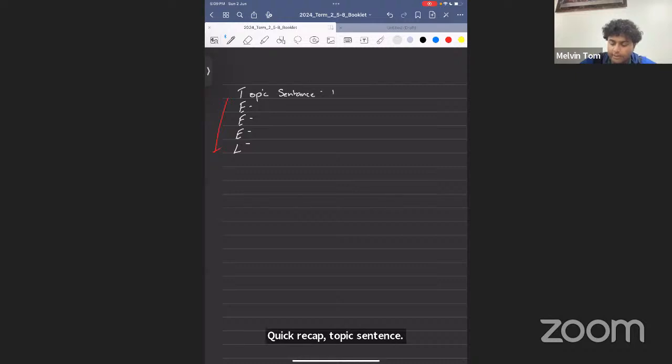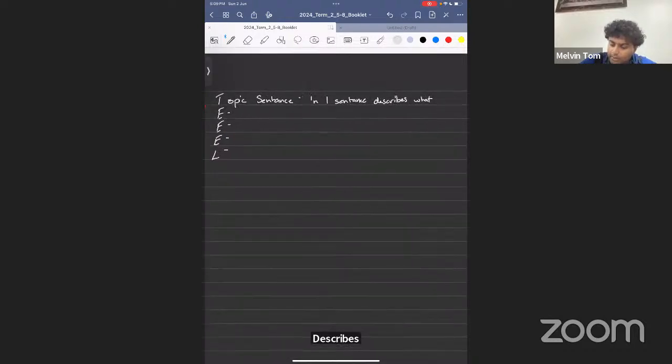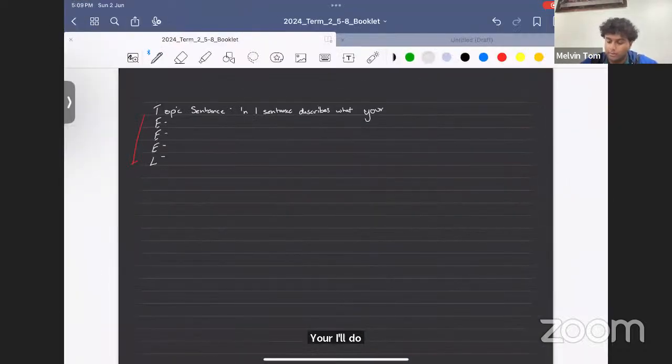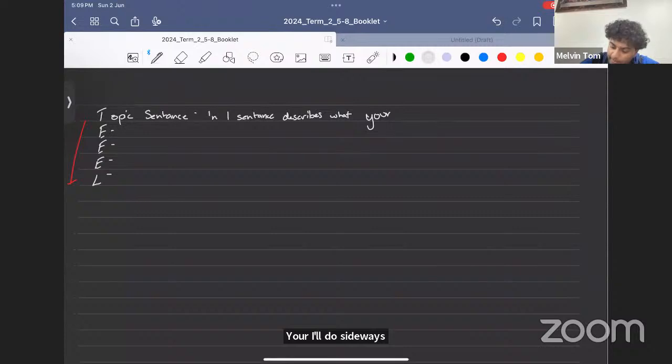This sentence describes what your paragraph is about. So in one sentence, it describes your whole paragraph.